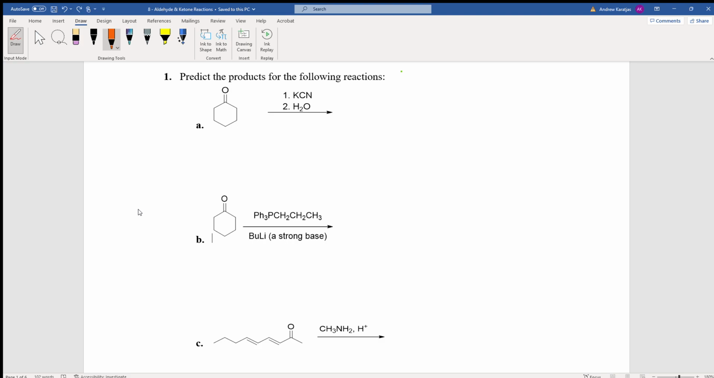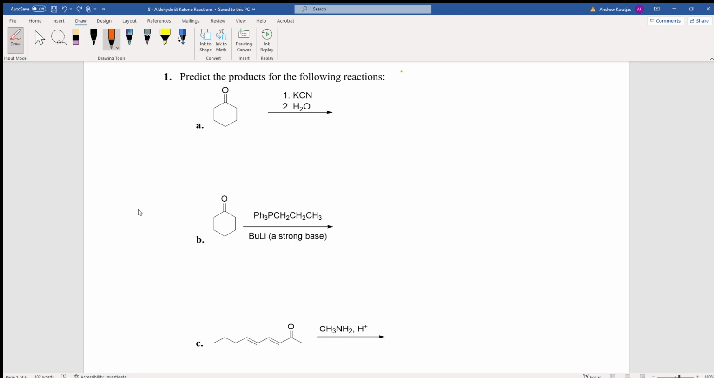And before we get started, we should review what the key difference is. The key difference is that the 1,2 addition happens faster, but the 1,4 product is generally more stable. So if your nucleophile is able to add reversibly, then it'll typically prefer to add 1,4.